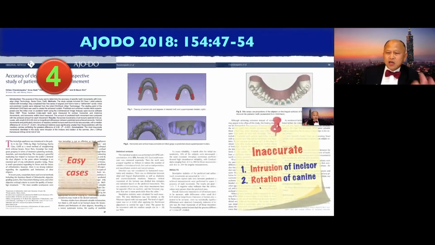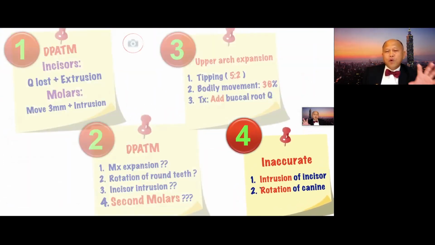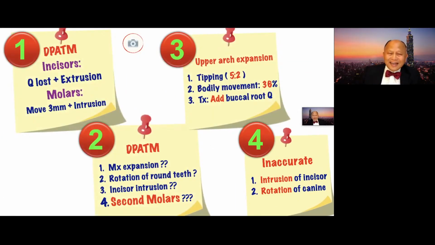Finally, we talk about inaccuracy. Intrusion of the incisor is difficult. Rotation of the canine is very difficult. So we put those 4 articles together. That's the weak point. By far, we find the common ground: most studies will show you similar results. The aligner has those weak points.